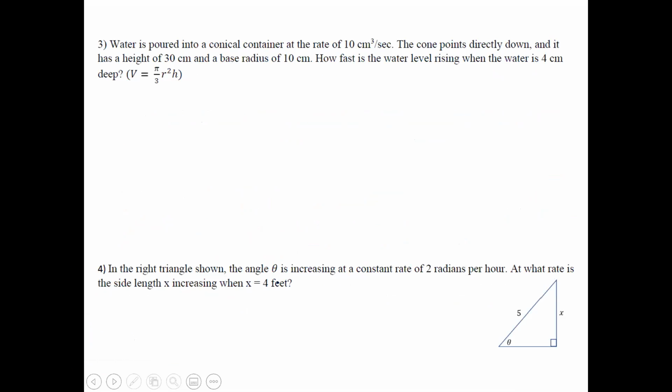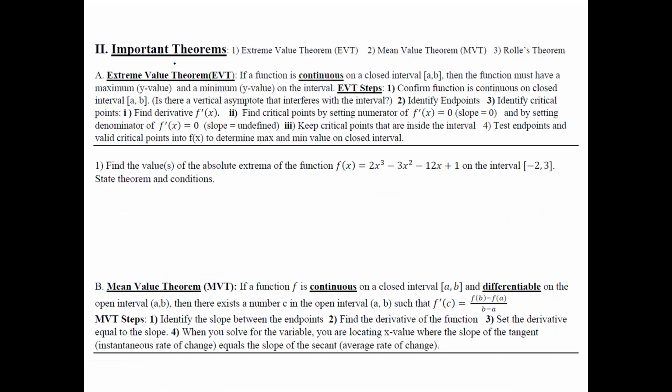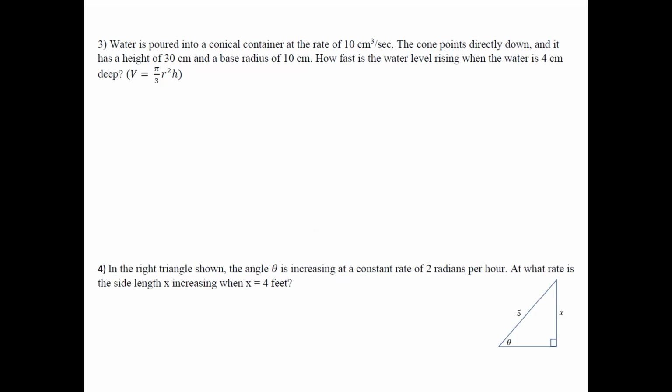For number 3, it says water is poured into a conical container at a rate of 10 centimeters cubed per second. The cone is pointed down, and it has a height of 30 and a base radius of 10. How fast is the water rising when the water is 4 centimeters deep? So let's first start off drawing a picture of this cone.